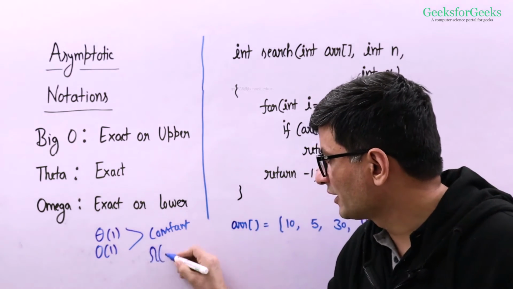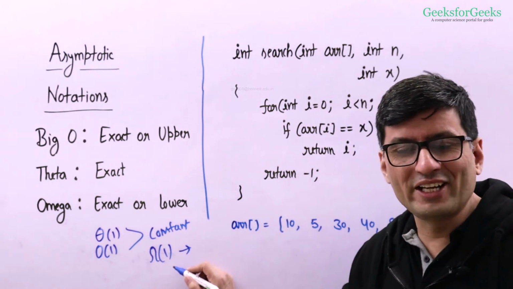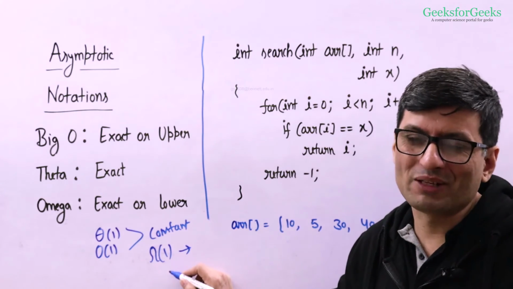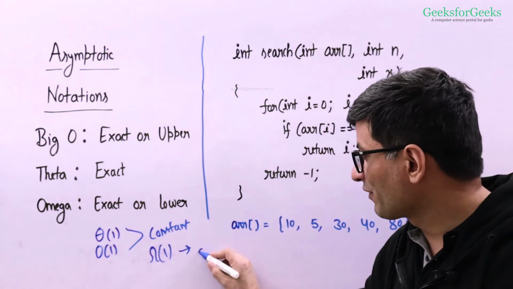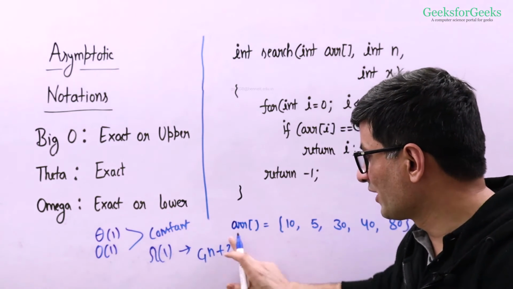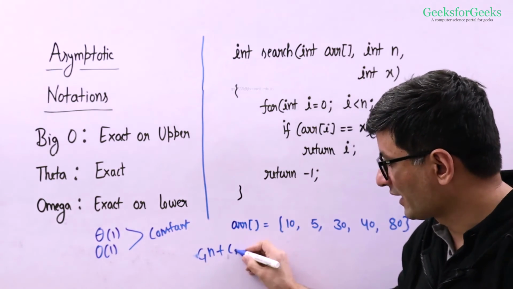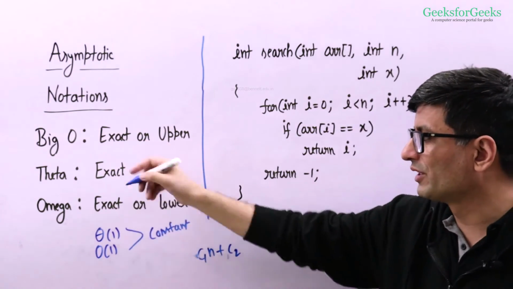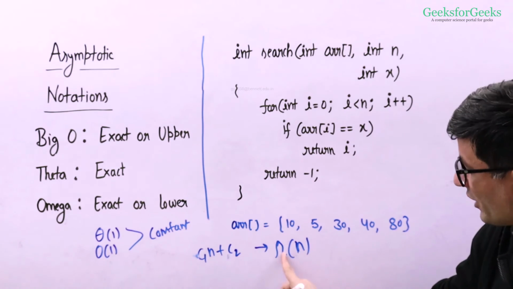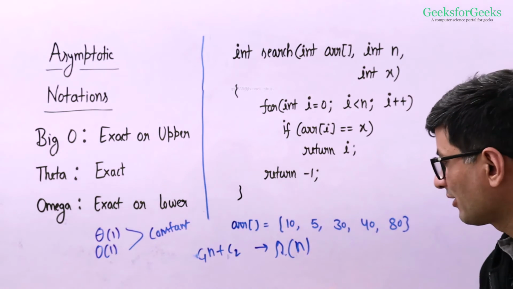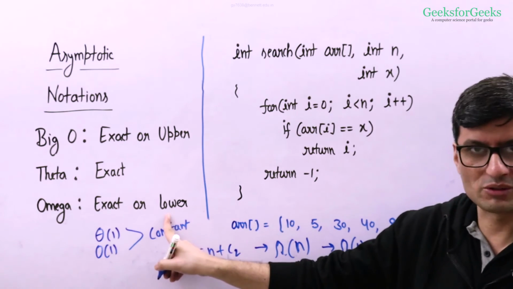See, omega 1, since it's exact or lower, means it's either constant or any value higher than constant. So if you have a function c1n plus c2, you can write this as omega of n, which is an exact bound, because exact bound is there in both big O and omega. And I can also write it as omega of 1. This is also mathematically fine, because omega means lower as well.